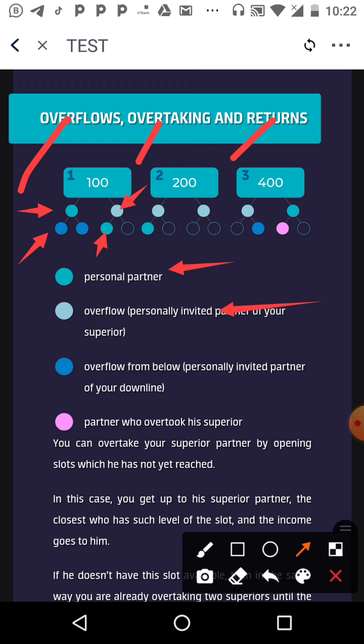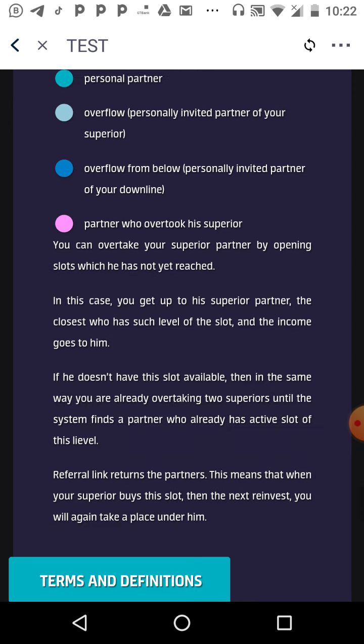Okay, so now the fourth one, which is partner who overtakes their superior. You can overtake your superior partner by opening slots which he has not yet reached. If you see this sign, know that that is overtaking. That sign is an overtaking sign. Okay, let's move on.